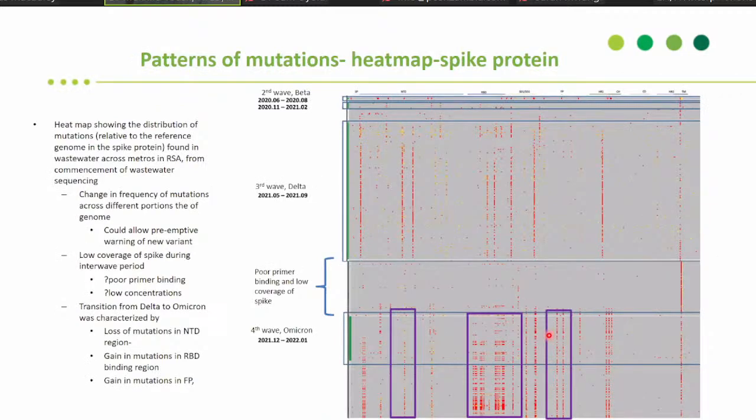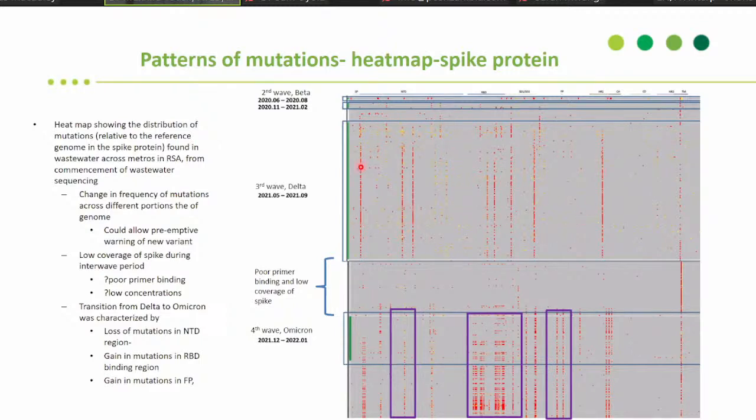The third part of the analysis is working on the pattern of the mutations that we found in the spike protein. So we generated this heat map. Basically, the Y axis of the heat map is time. So here is the second wave, here the third wave, here the fourth wave. And here is the entire spike protein. We're showing only the mutations that we picked up in the spike protein. The darker red color is an indication of high frequency of mutation, the yellow an indication of low frequency of mutation, and no color is an indication of no mutation at all.